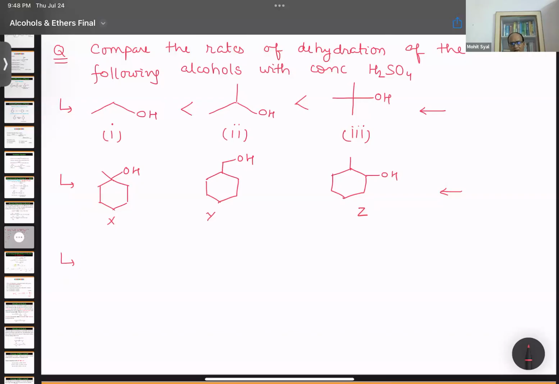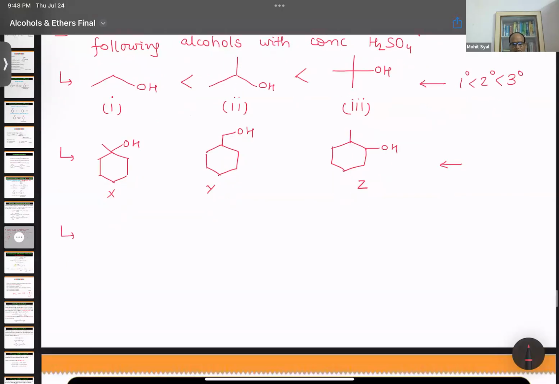Ibrahim, Yovita, that first part is clear. The rates. The rate is going to be maximum for tertiary alcohol, followed by secondary, and then primary. You can apply the same concept in X, Y, and Z.